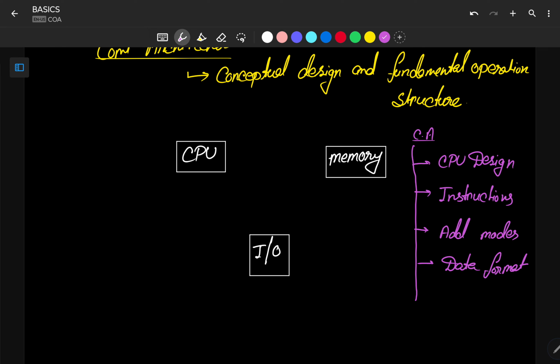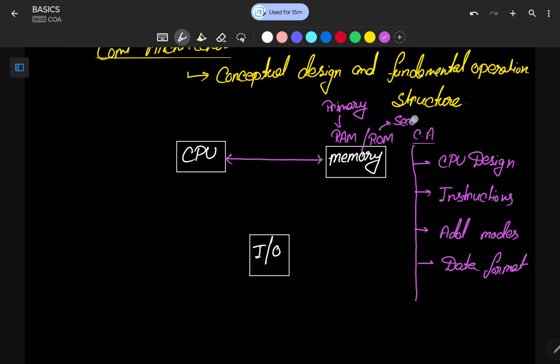I hope you know that CPU is the fastest thing in the computer. So CPU interacts with memory, where basically one is RAM and another is ROM. Our main program and main data are stored in RAM, which is our primary memory, and ROM is our secondary.